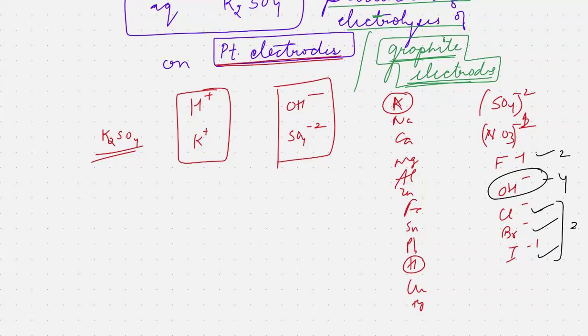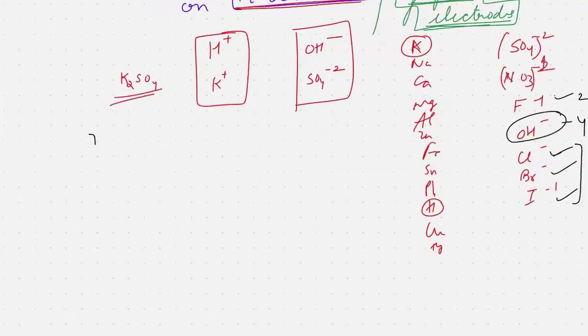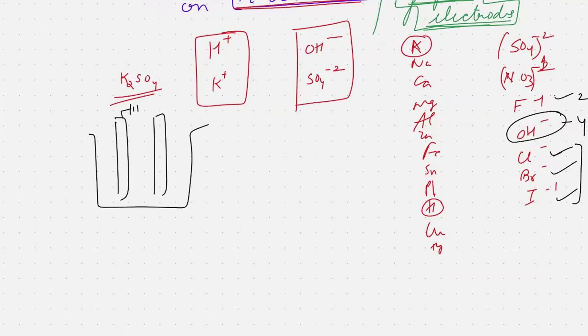All right. So now what are the products? You tell me. We make a rough diagram. We know what is positive and what is negative. This is negative, this is positive. Out of H plus and K plus, H plus goes. Out of SO4 minus 2 and OH negative, OH negative goes. So what remains in the beaker? K2SO4. You understand? Any doubts in this?